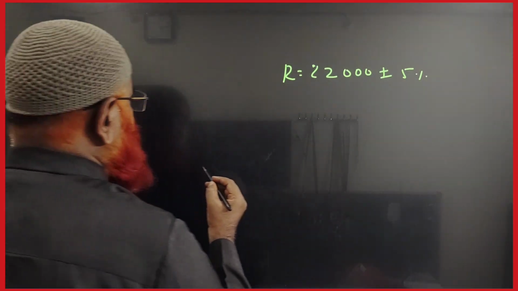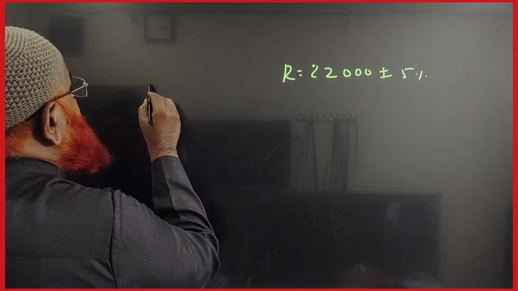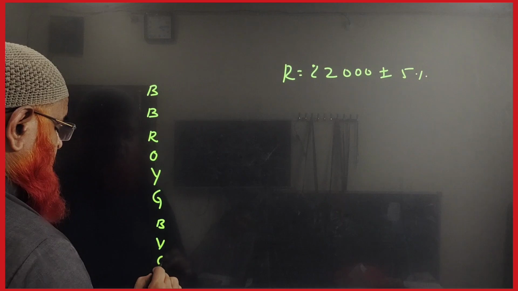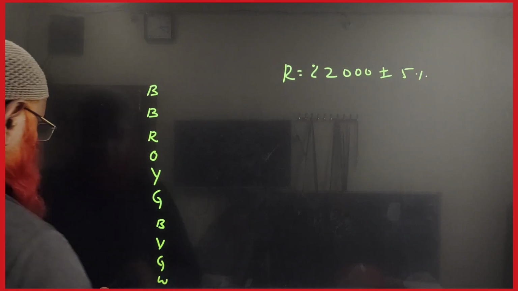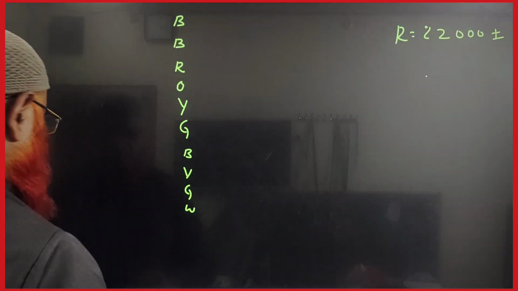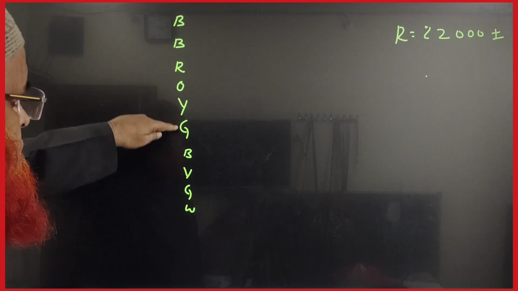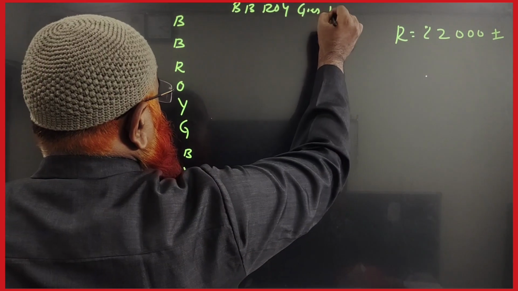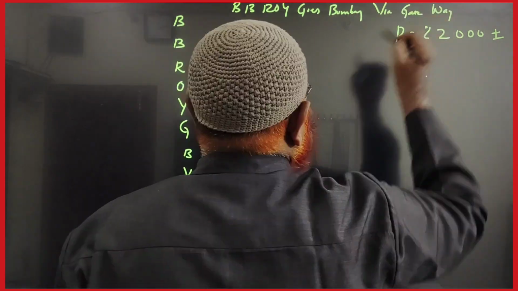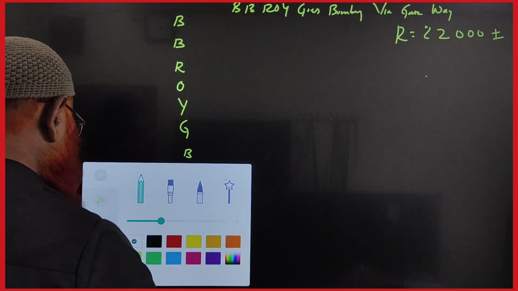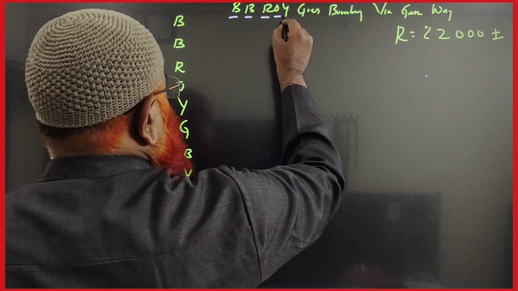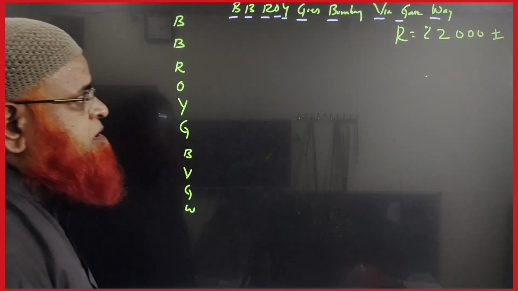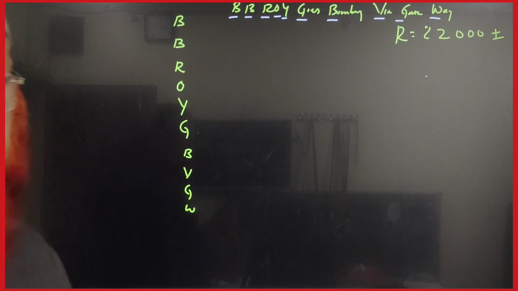So what is the meaning of the resistance color code here? For that you should remember that "BB Roy goes Bombay via Gateway." This is a code language you have to remember. From this you have to select the order: B B ROY G B V G W. So this is the order to remember.